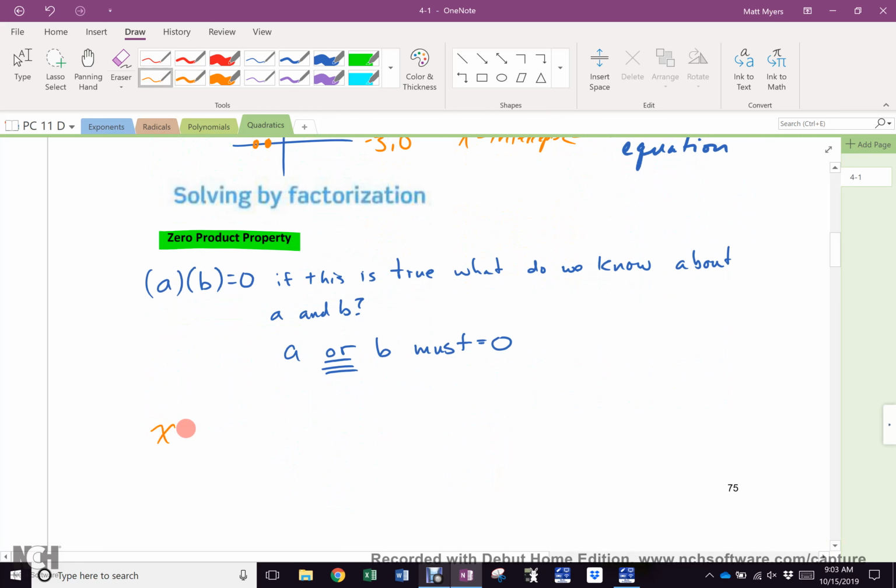Well, if I had x and x minus 7, what do I know about this situation? X must equal 0. Or, and this is key, the or, x minus 7 must equal 0, which would mean x must equal 7. Everybody good? Now, since we're only doing quadratics, it's only going to have two options. Next year, you'll be doing cubes, and the graphs will not be a smiley face, they will be a wave. All right? Everybody good? But for our purposes, this is what we're dealing with now.